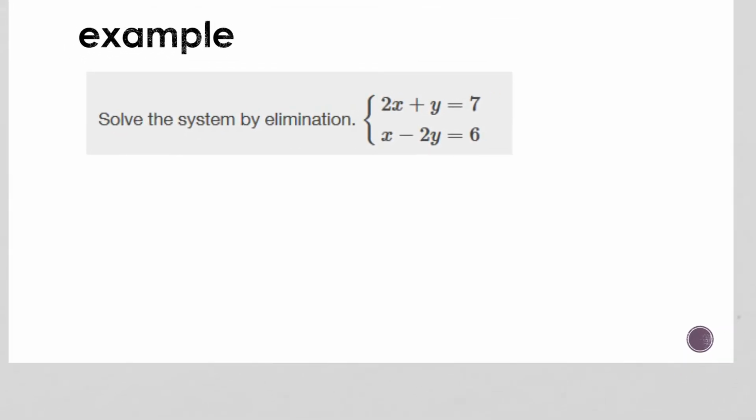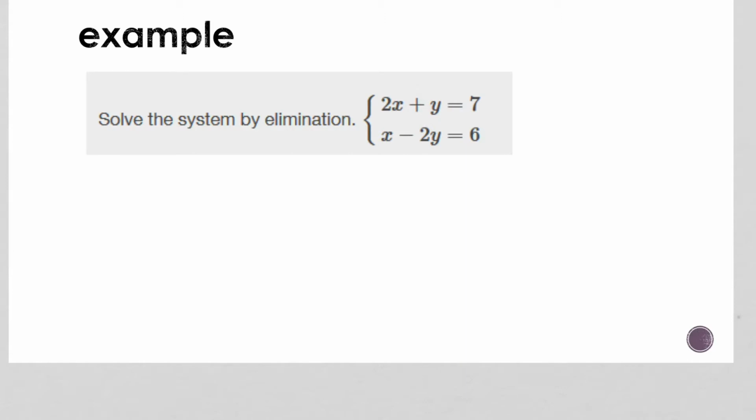Okay, the next thing you want to ask yourself is, which variable do I want to get rid of? And here's how I choose. I choose the one that has a 1 as a coefficient, if there is one. There isn't always a variable that has a 1 as a coefficient. So all I'm saying is if there is one, that's the one I choose, okay?